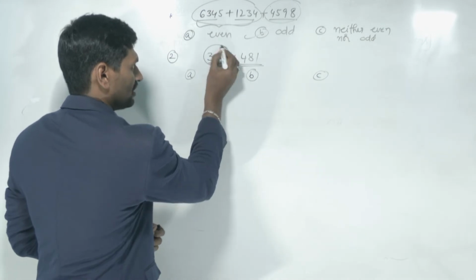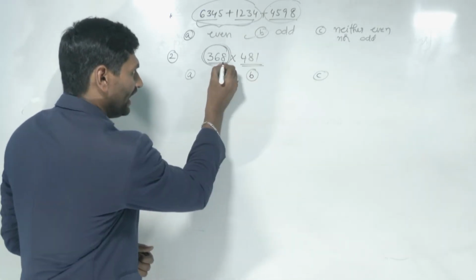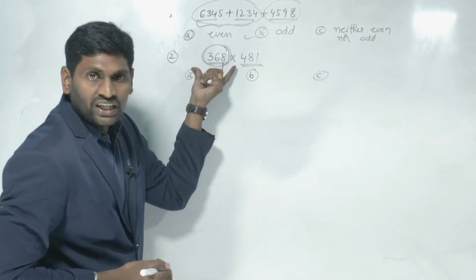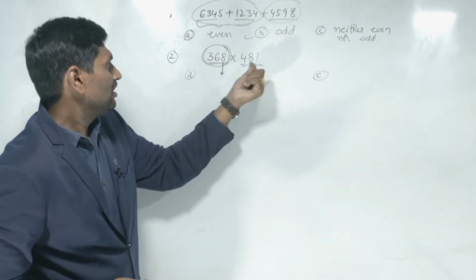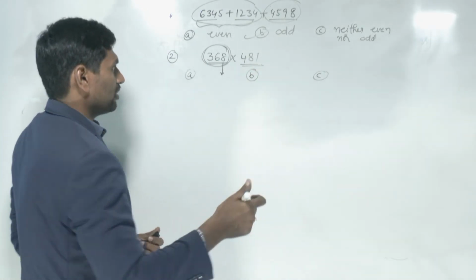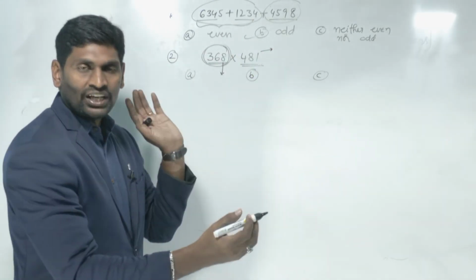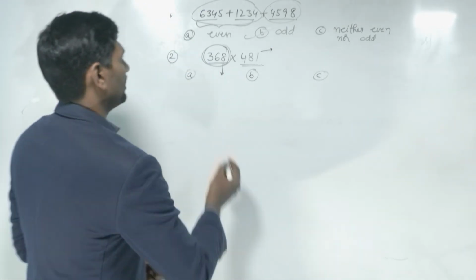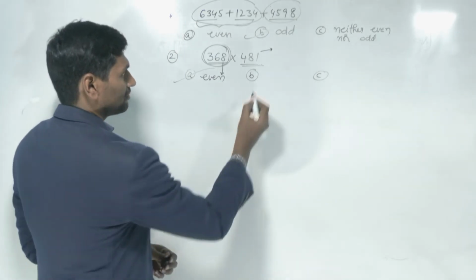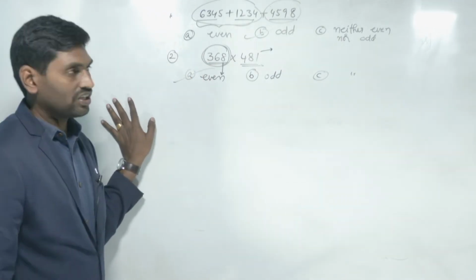Yeah, what is the first one? The first number is ending with the digit 8. Is 8 an even number or not? Yes, 8 is an even number. So this entire number is an even number. The last number, see, the second one, 481. 1 is an odd number. So this is odd. So one even, one odd. If you multiply any number with an even number, it always gives an even number. Okay, no?